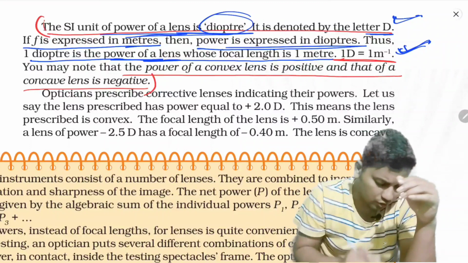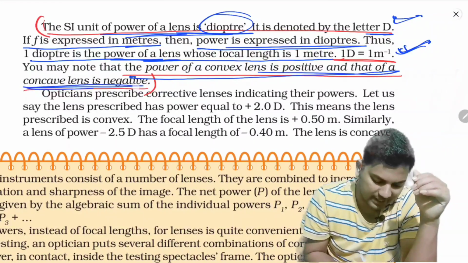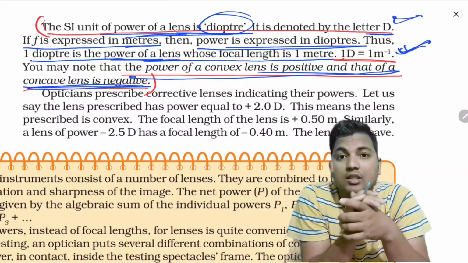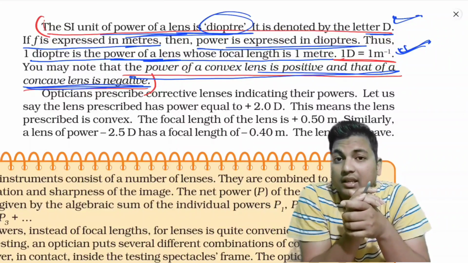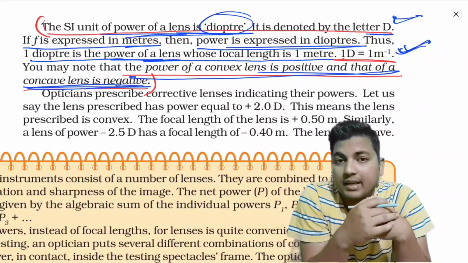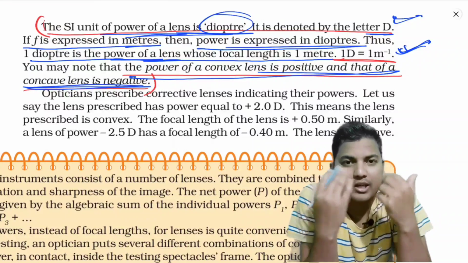Clear? So the power of a convex lens is positive and that of a concave lens is negative. You have to remember that power of a convex lens is positive and power of a concave lens is negative. So I think all of you are clear about what type of lens we are using.